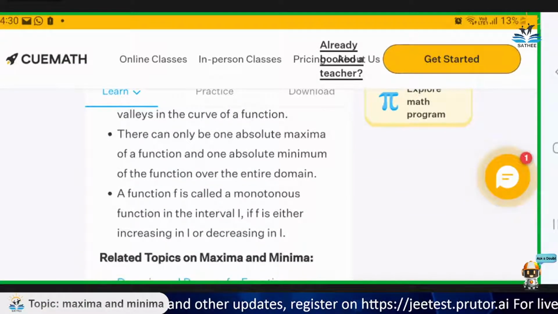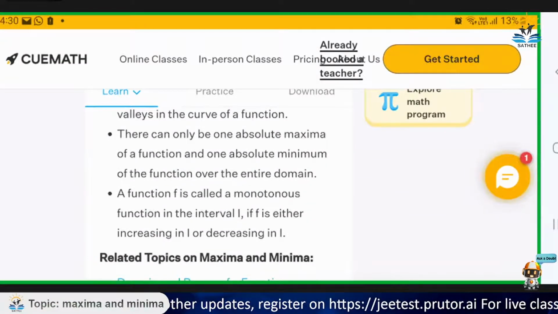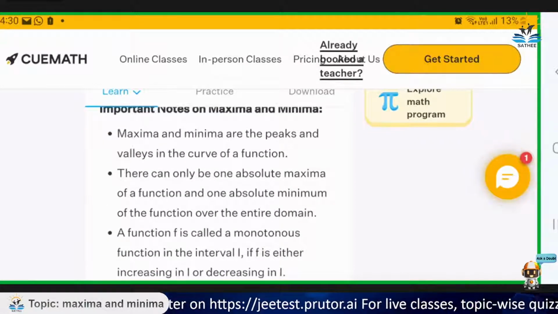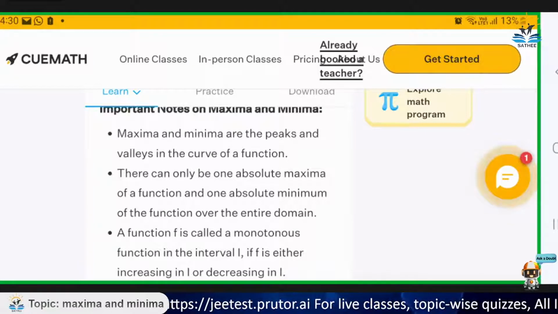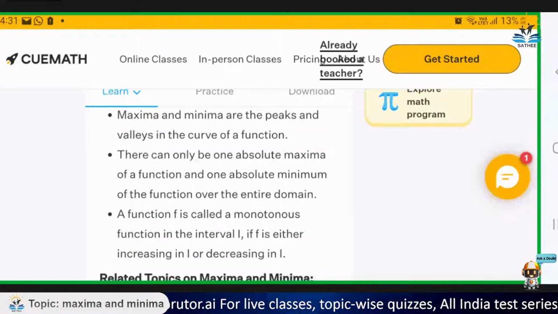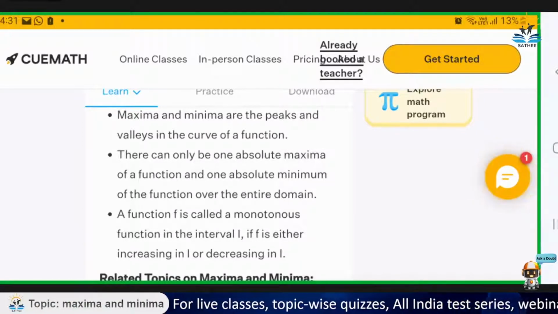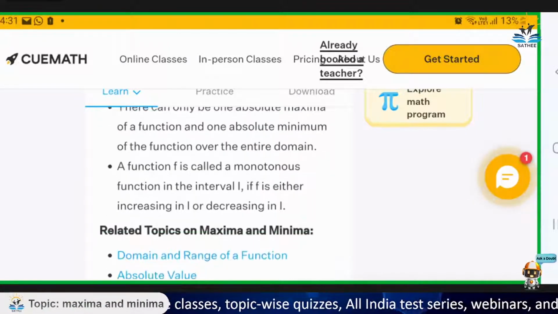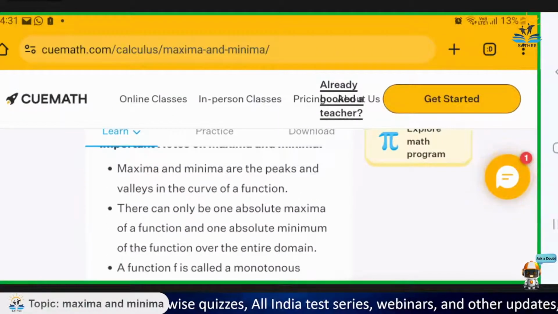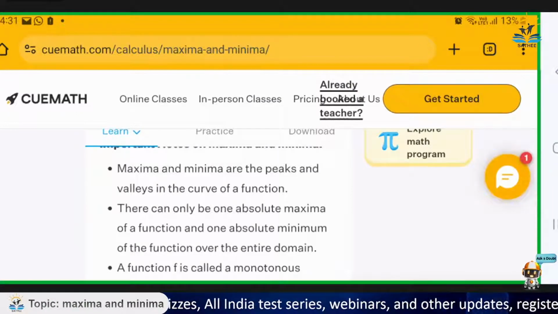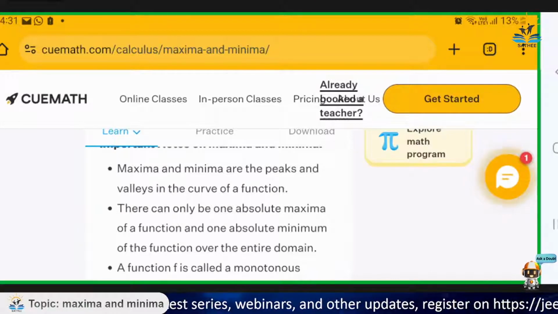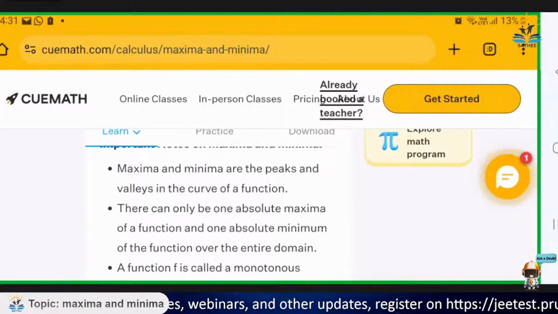Now there are some important points. Suppose we have a monotonous function in the interval I. In that interval we would not see any local maxima or local minima. And suppose we want to find absolute maxima and absolute minima. Suppose we have got 3 points of local maxima and 2 points of local minima, and we have a domain from -10 to +10.